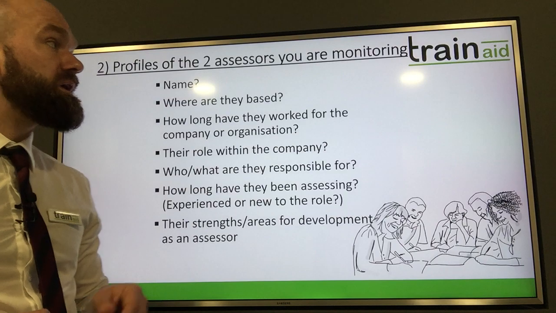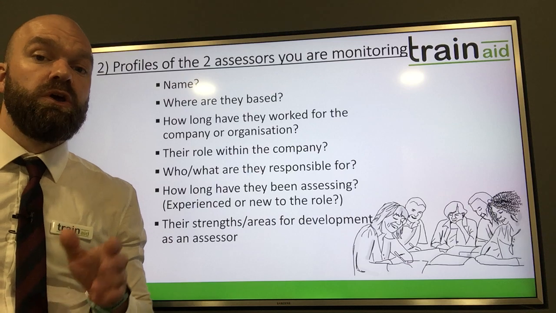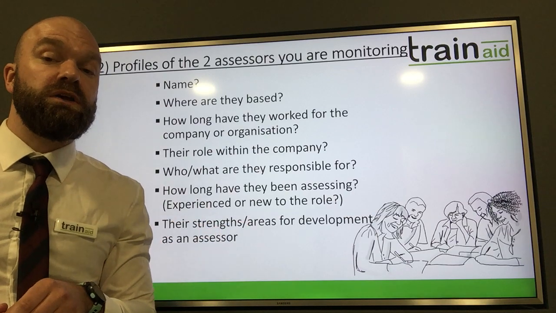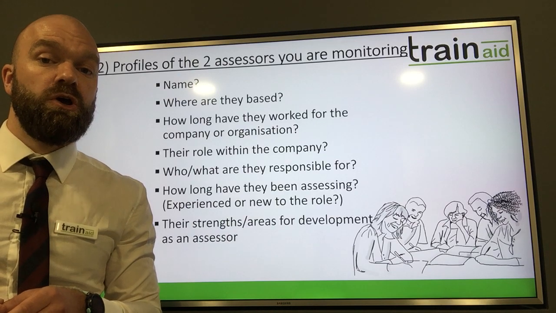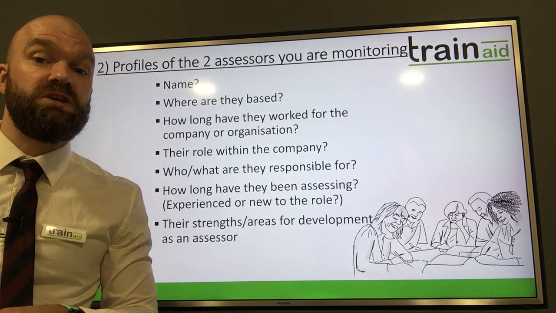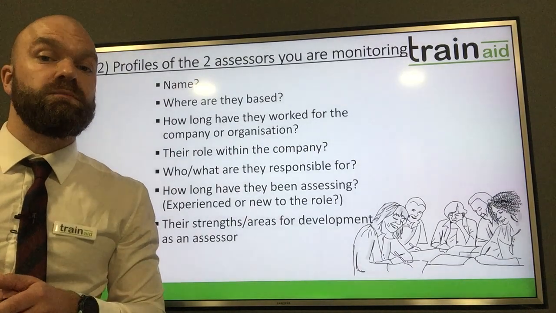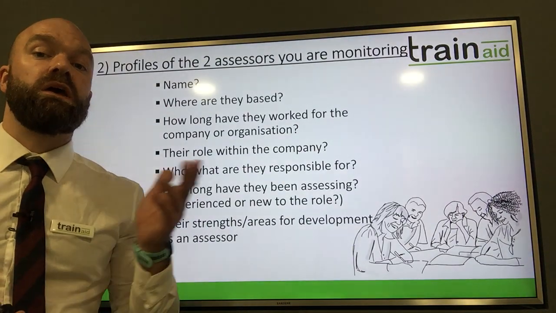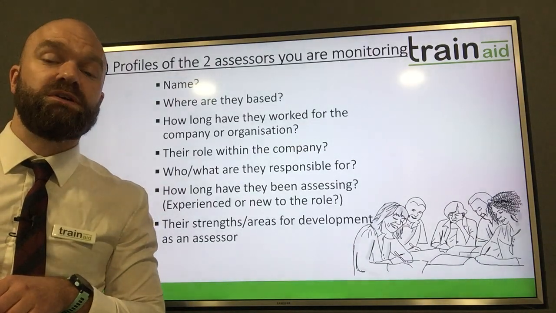Criteria 2 of our portfolio is the profiles of the 2 assessors that you are going to be monitoring. You need to be focusing on 2 assessors, trainers, or even colleagues for your IQA portfolio and monitoring their practice and providing them with feedback. We would like to know their full name, where they are based, and their role within your organisation. You can also include their strengths and any areas for development which you think are going to be important in improving their practice. Again, the personal profile should be no more than 1 page per assessor.